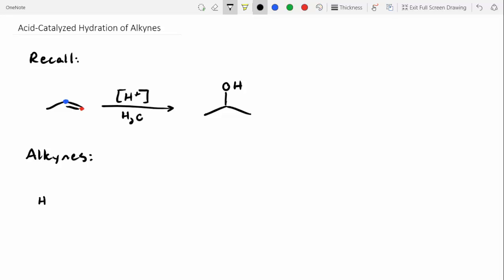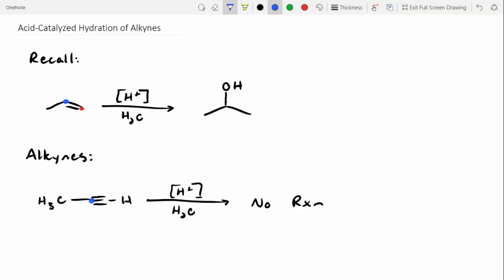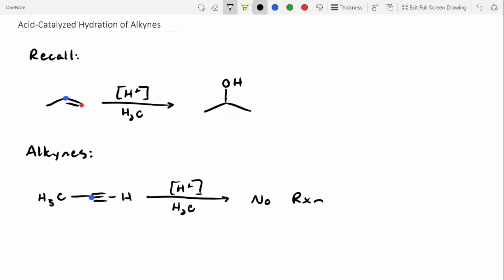So let's say we've got a simple alkyne. And we try the same thing. We'll try acid and water. We get no reaction. We would predict that it should add to that blue carbon, right? However, when we run this, we can crank up the heat, we can crank up the heat, nothing happens.